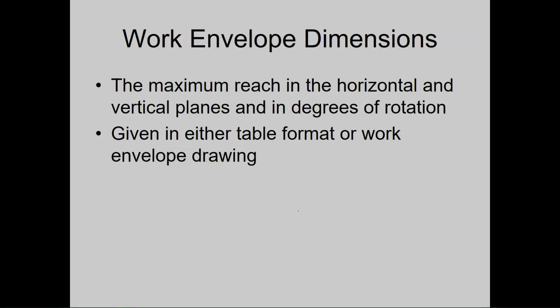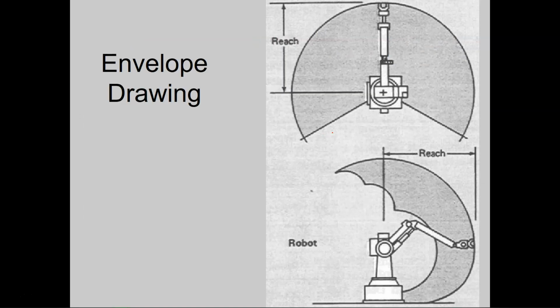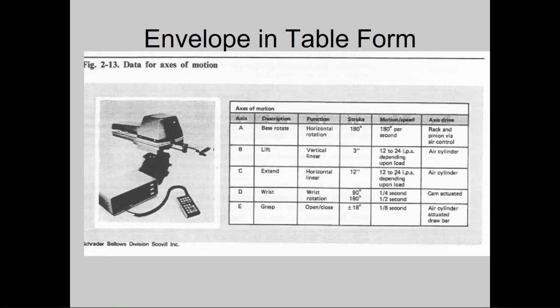Workspace dimensions. Basically, this is given to you by the manufacturer. They tell you this is where this guy can go. This is how he has to move. This is his space that he needs to work. So here's one that's a drawing. They can give it to you in table form so that you don't put this guy in a space he can't move. Because then he's kind of useless.